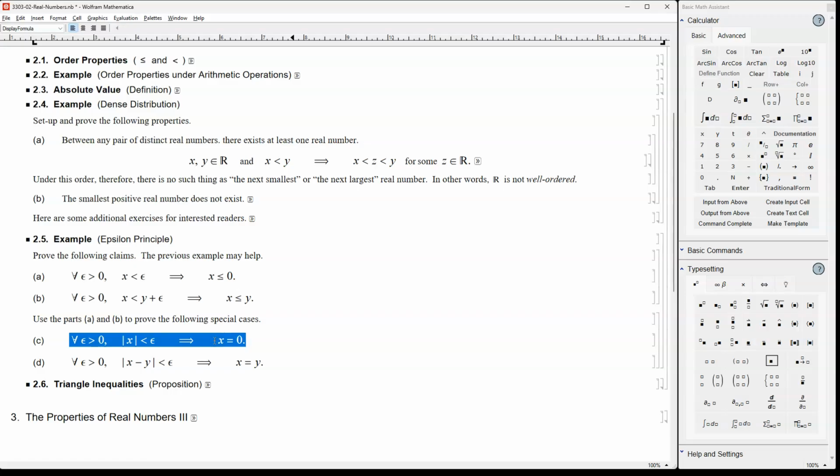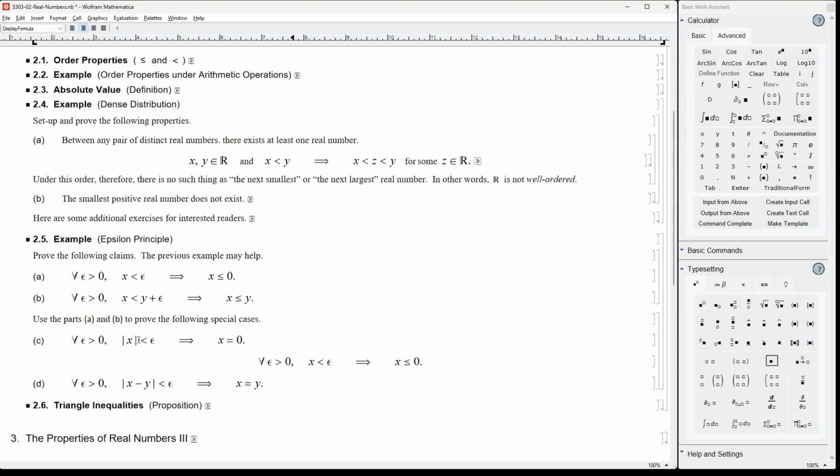Well, let's see. What do we have here? This we know. And then in place of x, we put absolute value of x, and therefore absolute value is less than 0. That's the conclusion we get. And then after that, what can you do? Absolute value is less than or equal to 0, but it cannot be strictly less than 0, so it has to be equal to 0.